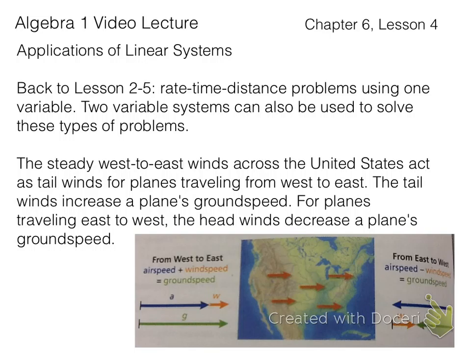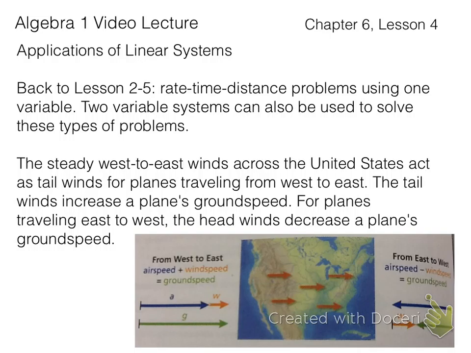The steady west to east winds across the United States act as tailwinds for planes traveling from west to east. Tailwinds increase ground speed. All right? Tailwinds increase ground speed, which means they're going to help the plane go faster even though it's maintaining its constant speed. It's kind of like going downhill in a car. You don't have to give the car as much gas to go downhill because the downhill forces are going to help you go faster with less gas. In this case, the plane can go faster, or maintain the speed, or the ground speed in this case, when they have a tailwind.